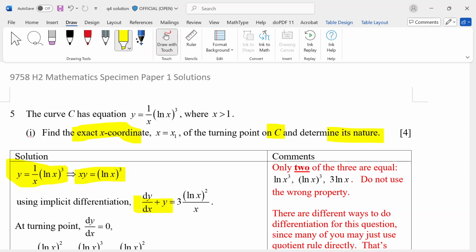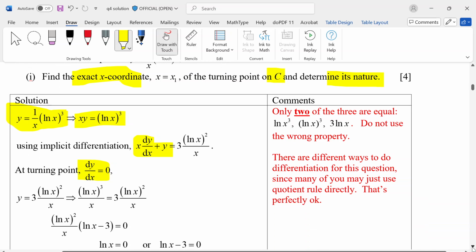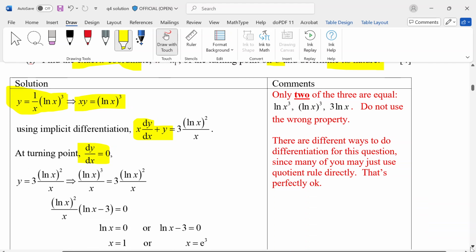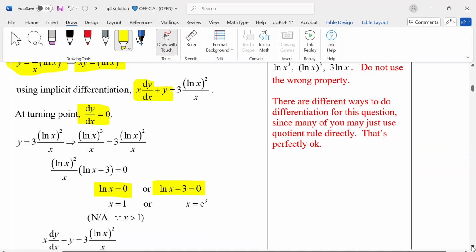On the left, I'll have x dy/dx plus y. On the right hand side, it's just 3 times (ln x) squared over x. Then the typical approach is, at the turning point, equate dy/dx to 0, and then you have an equation that looks like that. Of course, do not cancel out the common terms. Factor it out, and then you just have 2 equations to solve: ln x equals 0 and ln x minus 3 equals 0, which will give you x equals 1 and x equals e to the power 3.